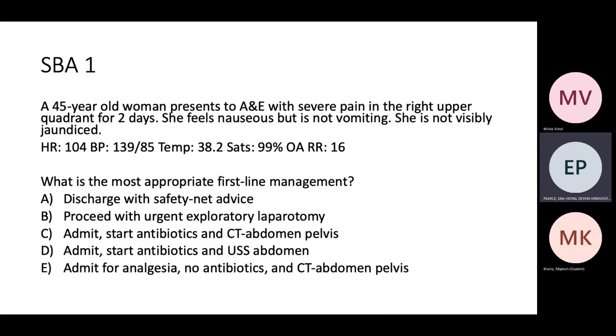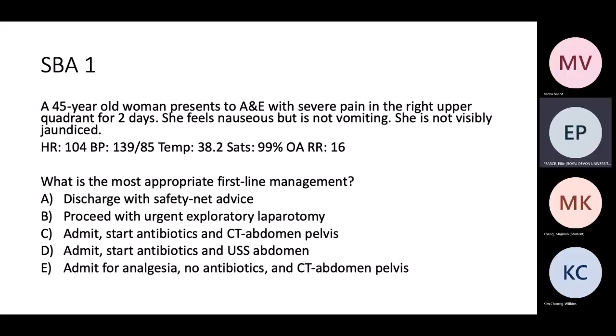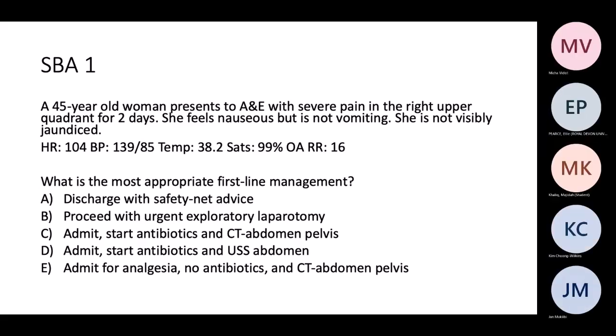So our first question tonight: a 45-year-old woman comes to A&E and she's got severe pain in the right upper quadrant for the last 2 days. She feels nauseous and she's not visibly jaundiced. Those are her observations. What is the most appropriate first-line management for this lady? I'll give you a couple of minutes to answer those.